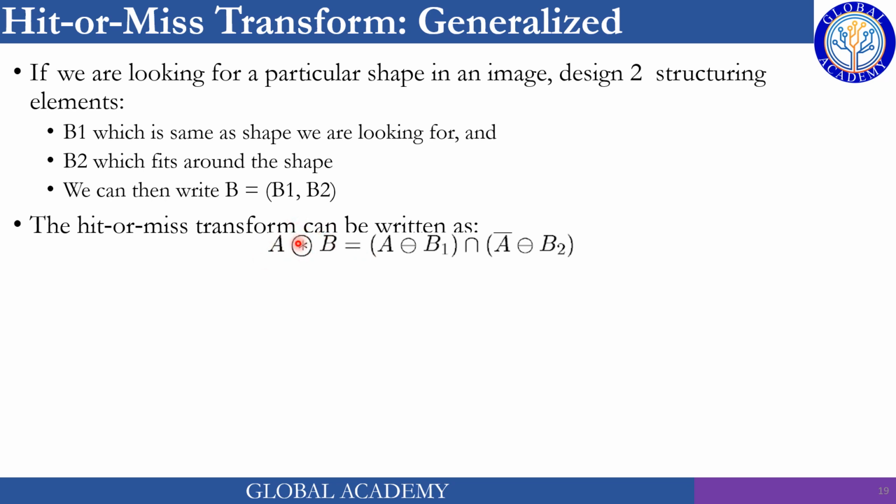So this time we have the symbol within a circle. A hit-miss B is equal to A eroded with B1, intersection with A complement eroded with B2, where B1 and B2 are two structuring elements. B1 is the original element, template or shape which we are looking for, and B2 is like the external boundary, which fits around the shape like B1.